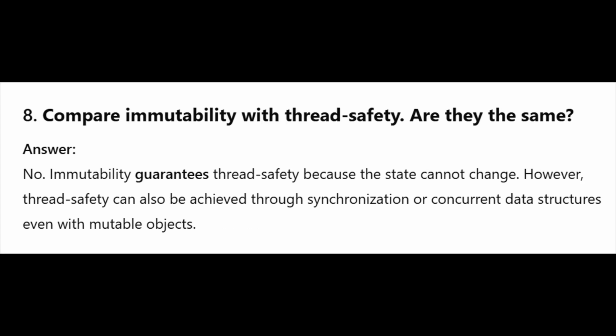8. Compare immutability with thread safety. Are they the same? Answer. No. Immutability guarantees thread safety because the state cannot change. However, thread safety can also be achieved through synchronization or concurrent data structures even with mutable objects.